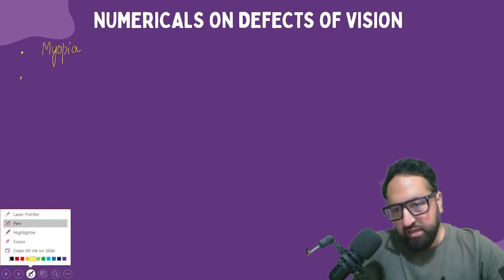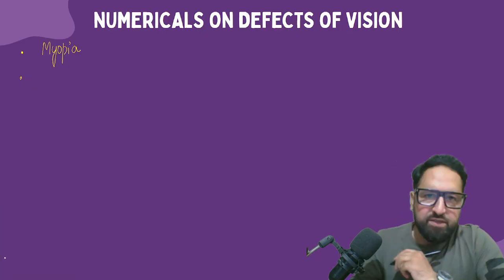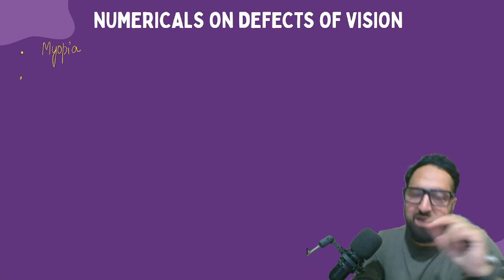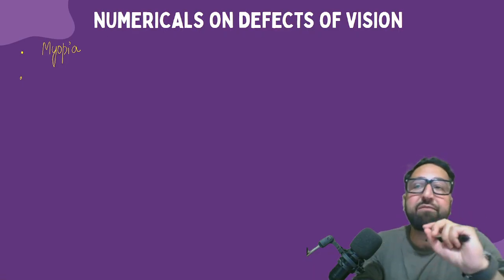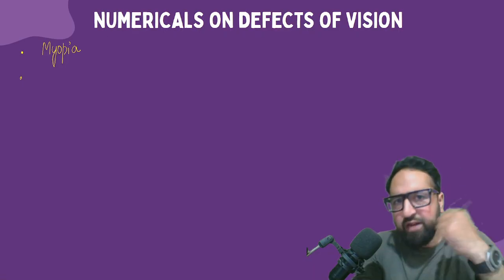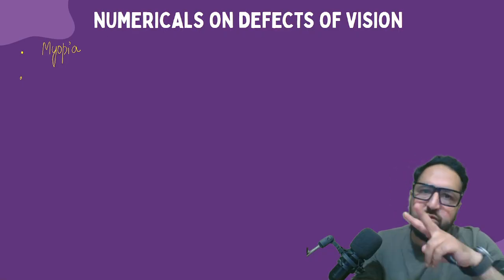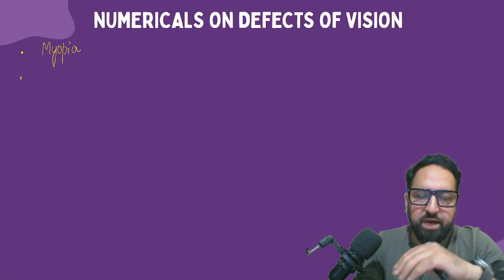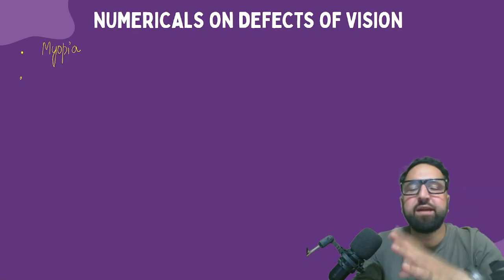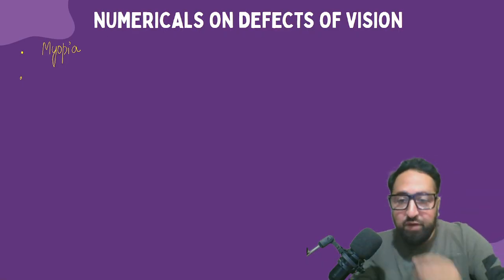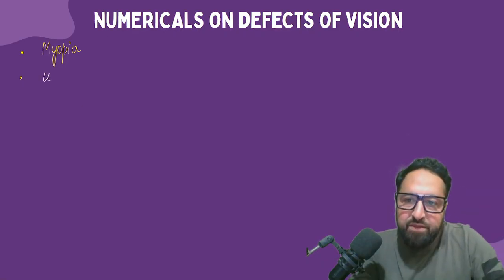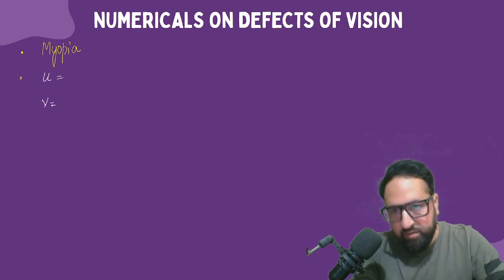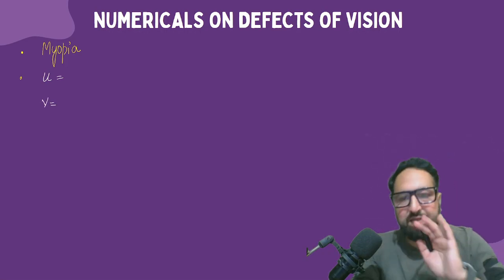You will be asked in the questions to find the power of the lens. How can you find the power of the lens? You know power is equal to 1 divided by f. So you need the focal length f. How can you get the focal length? You need to know the image distance v and the object distance u. You can use the lens formula and get f. So what will be u in this case, the object distance, and what will be v in this case?